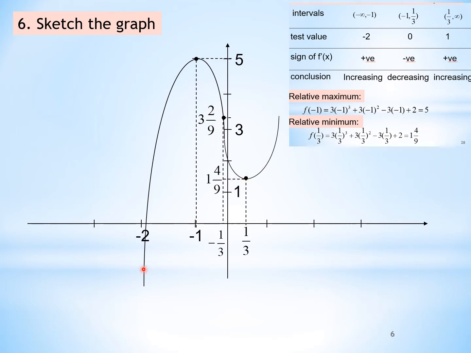But don't forget to label your graph with all the information you have obtained. Of course, this is your inflection point here, this one, negative 1 over 3, 3 2 9. This is your inflection point. This will be your relative maximum over here, and this will be your relative minimum.